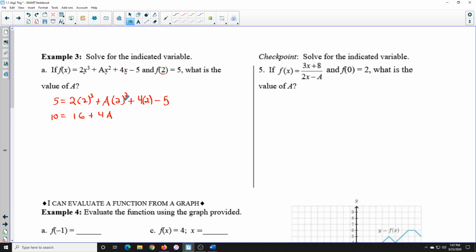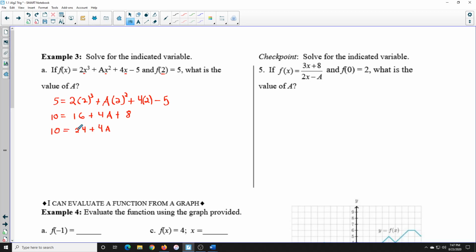Okay, you could have said a4, but usually we write our numbers that we know in front of variables. And then plus 4 times 2, that's 8. Now we can clean this up. 16 plus 8 is 24, plus 4a equals 10.